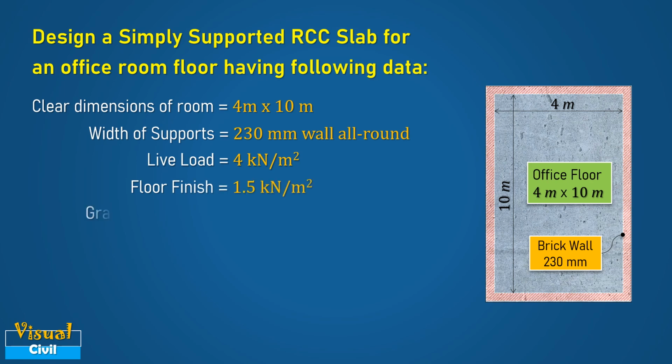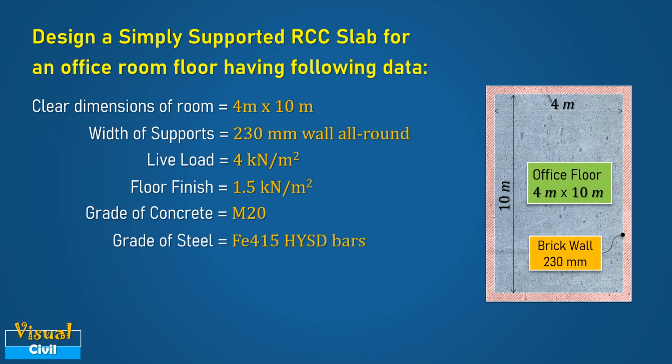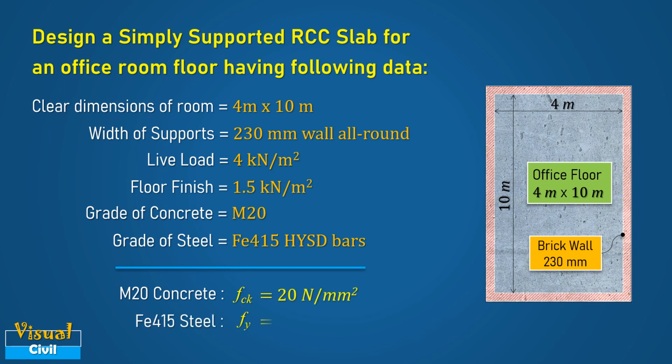The grade of concrete is M20 and the grade of steel is Fe415. The value of fck for M20 grade concrete is 20 Newton per mm square and the value of fy for Fe415 steel is 415 Newton per mm square.